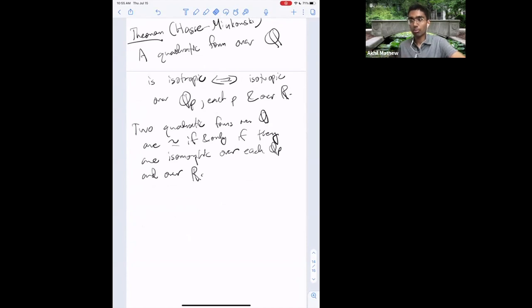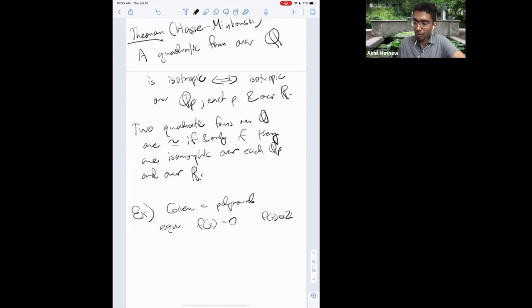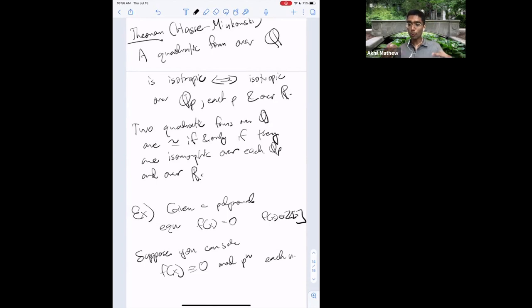So I guess maybe we could give the following example. Given a polynomial equation f of x equals 0, where f of x is in Z brackets x, and actually it could be in many variables if you want. So suppose you can solve f of x is congruent to 0 modulo p to the n for each n. So suppose you don't know if you can solve this equation f of x equals 0 in the integers, but let's suppose you can solve this equation modulo any power of p.